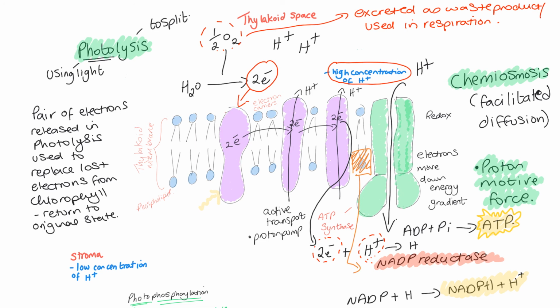What new words have you learnt? You've learnt photoionization, so the use of light to ionize the chlorophyll molecule and cause it to lose a pair of electrons. You've learnt photophosphorylation, the use of light to phosphorylate the ADP molecule. Photolysis, the use of light to split a water molecule. And I think that's probably it. Well done.